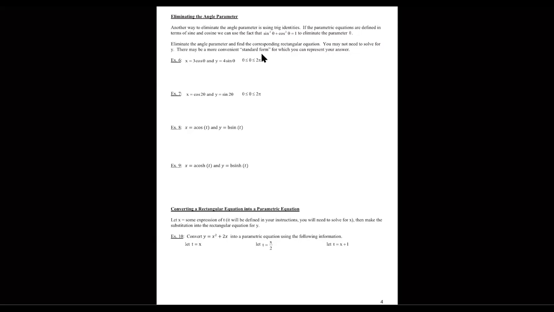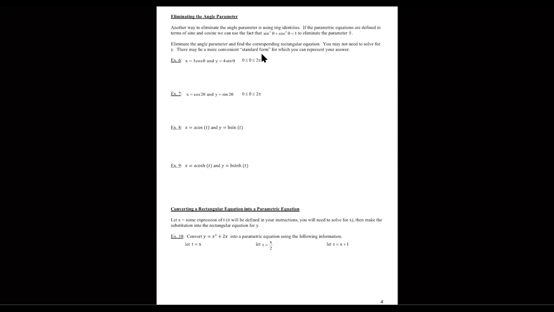And rectangular form, all that means again is x, y. So we want an equation in terms of x's and y's, but we have equations that are in terms of x's and thetas, or x's and t's, y's and thetas, y's and t's. We want to get rid of the t. We want to get rid of the theta in some of these cases.